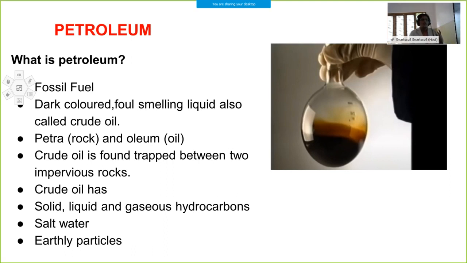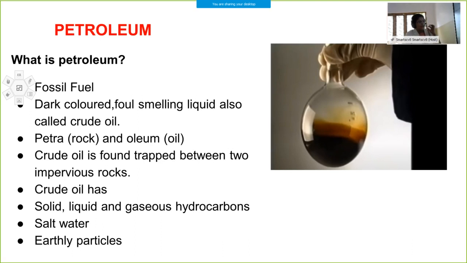Now what are impervious rocks? Impervious rocks are non-porous rocks. There are no holes or pores. So the crude oil cannot come out or ooze out of these impervious rocks. It will get trapped in between the impervious rocks. So that is why you say crude oil is found trapped between layers of impervious rocks.